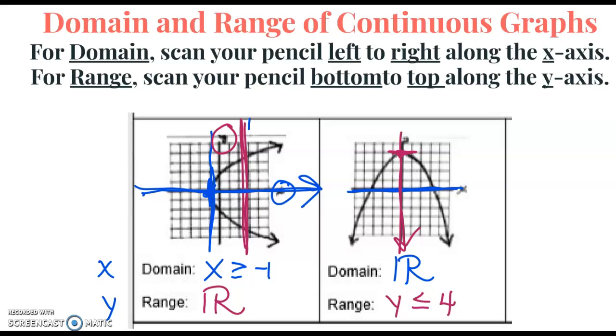So when you're looking for domain, it's left and right, what x values are being used. On this one, the x values did not start until -1, so that's why I have my domain starting at -1 and being everything bigger. Over here, I had an x value everywhere. It was an x value in every point, so it's all real numbers. Range is y values. Here, I've got y values at every point, so it's all real numbers. But here, I don't have any y values above 4, so all my y values are at 4 or less.